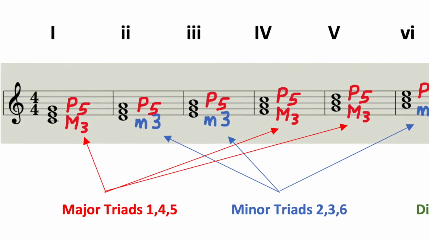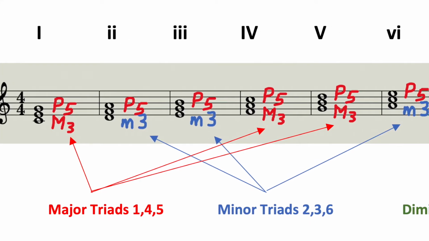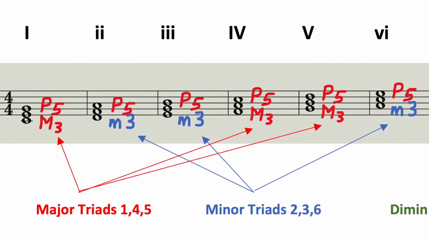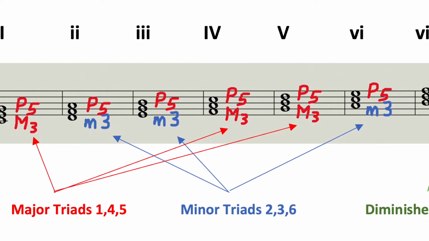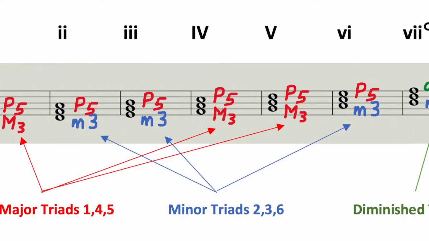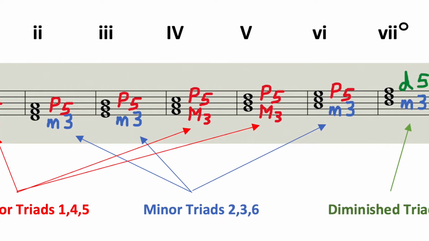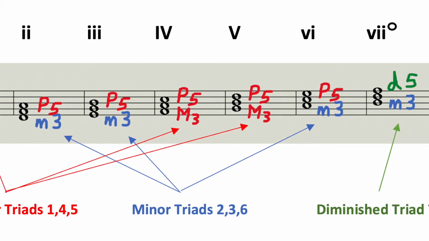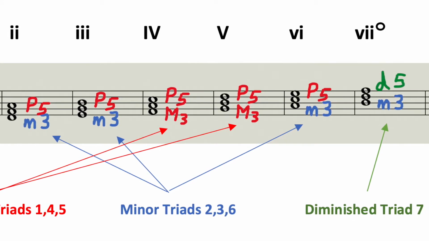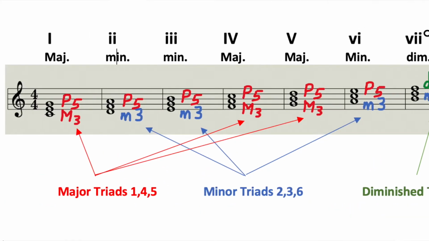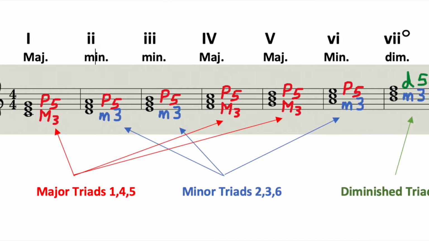Now we're going to add Roman numerals. The Roman numerals are going to reflect the fact that the chords are major or minor or diminished. When you get to the diminished one, you're going to see the little circle, and that stands for diminished. So the uppercase Roman numerals are major, and the lowercase Roman numerals are minor, and you put a circle on it if it's diminished. Now we're going to do the chord quality. You can see which ones are major and which ones are minor.